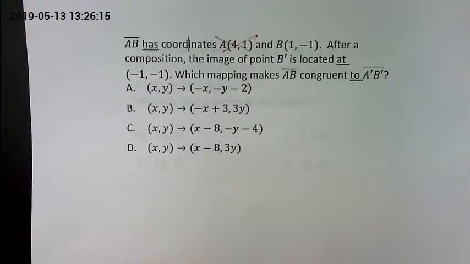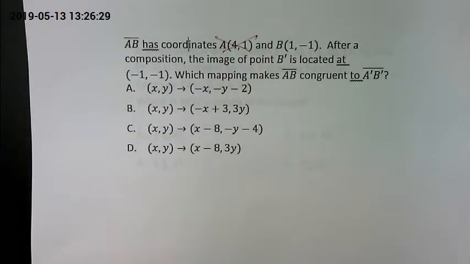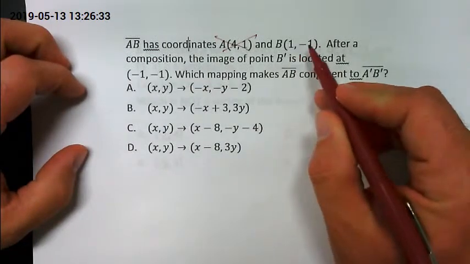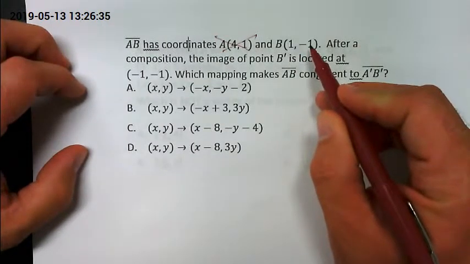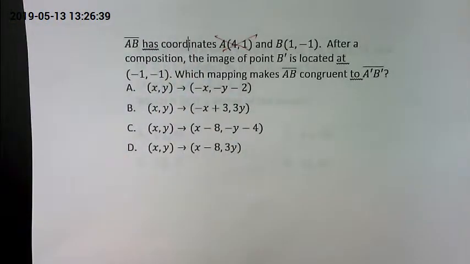Because, again, there could be questions where they give you numerous points and then tell you you're doing something with those points and you're trying to figure out what the translation is. Here, they didn't give us any more information about that one. So, you're not using it. We're only focused on B. So for B, we have 1 and negative 1 as the original pre-image. Negative 1, 1 as the image.